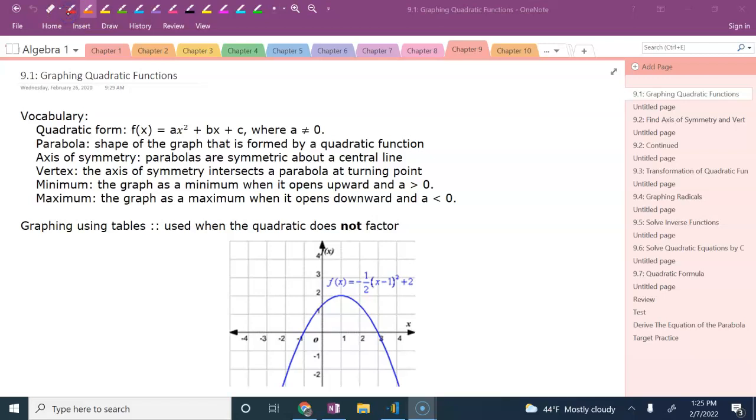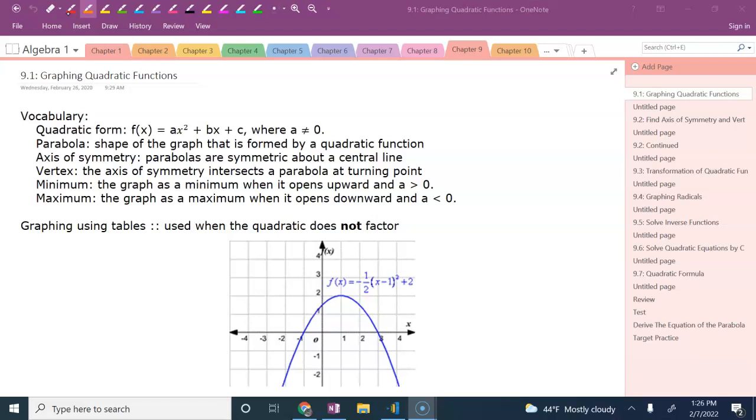For Chapter 9, Section 1, we're going to be going over how to graph a quadratic function. And we're going to be talking a lot about the quadratic form throughout this chapter. This is just one of the ways that we can look at what a quadratic function looks like, by looking at the graph and looking for specific things that tell us something about the equation that we're dealing with.